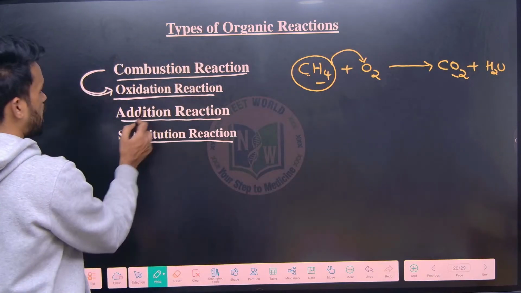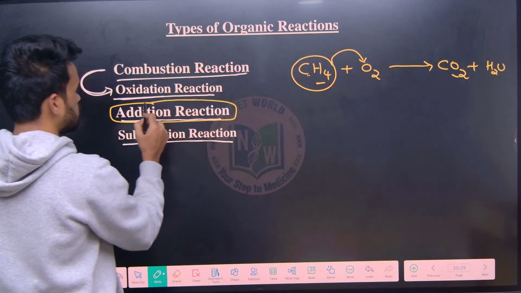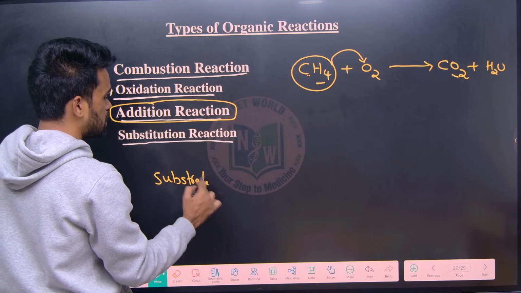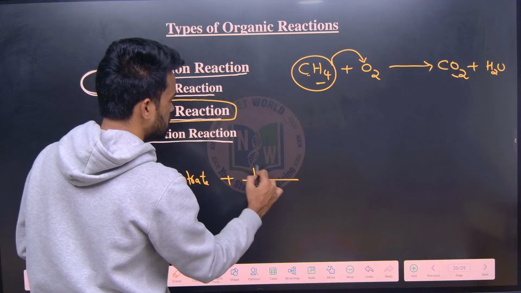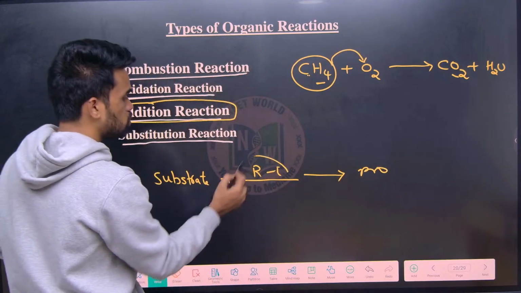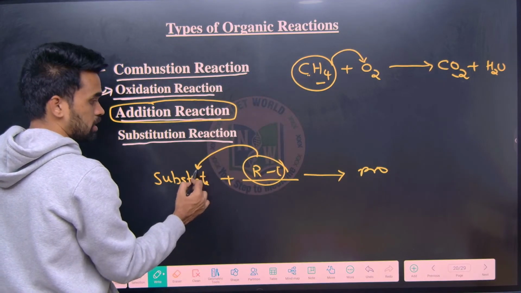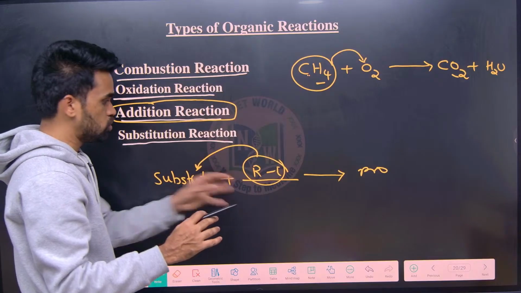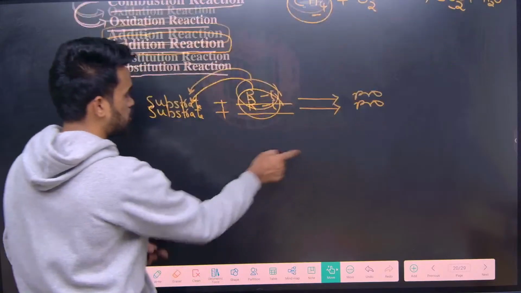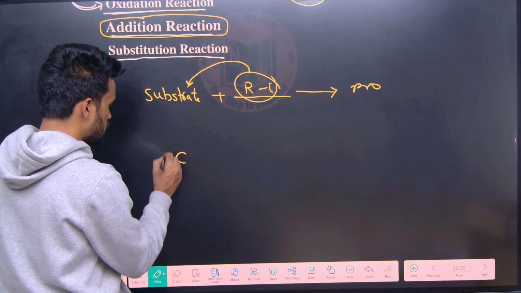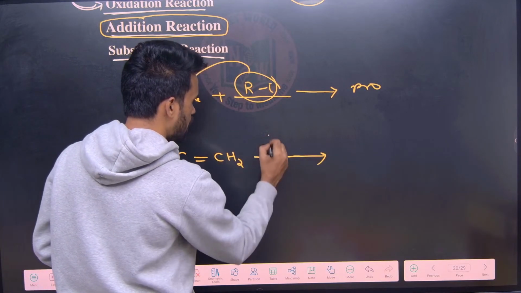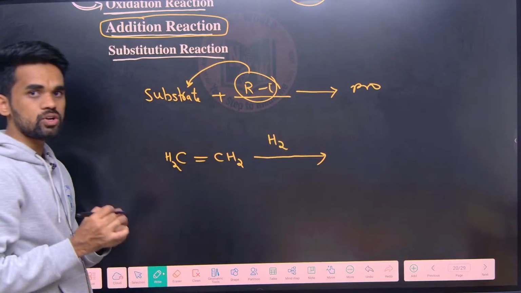The next, addition reactions. Addition reactions means, to the given substrate, if you are adding anything, if you are adding the reagent, that gives you the final product. You are adding things to the substrate, you are not removing anything from there, you are just adding things to the substrate, then that is called an addition reaction. See the best example here, CH2=CH2 we have. To this I am adding a hydrogen molecule.